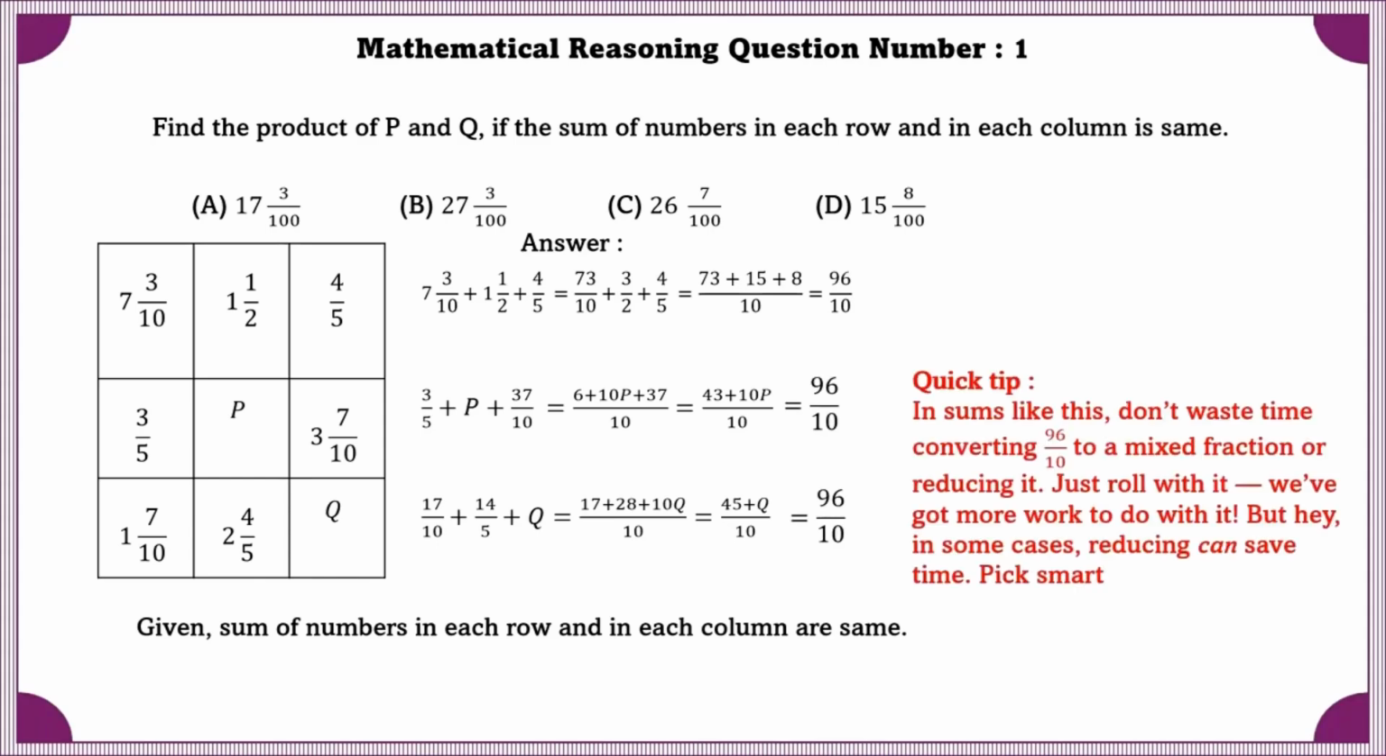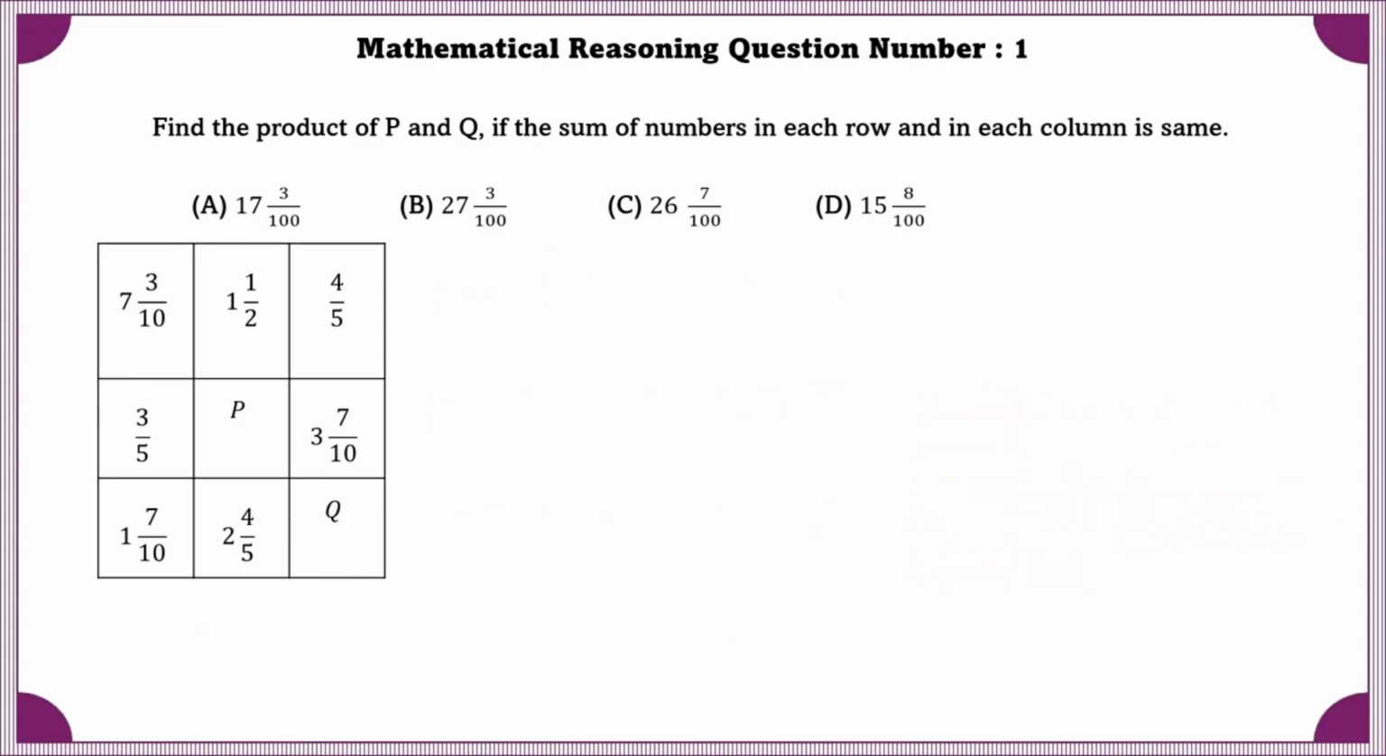So let us look into this quick tip. If sums like this, don't waste time converting 96 by 10 to a mixed fraction or reducing it. Just roll with it. We've got more work to do with it. But hey, in some cases, reducing can save time. Pick smart.